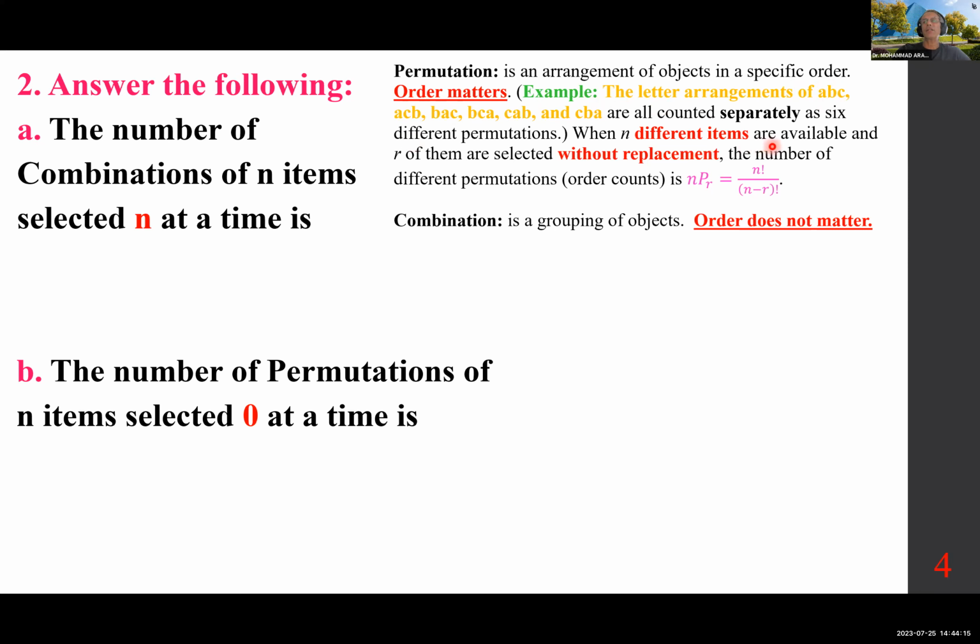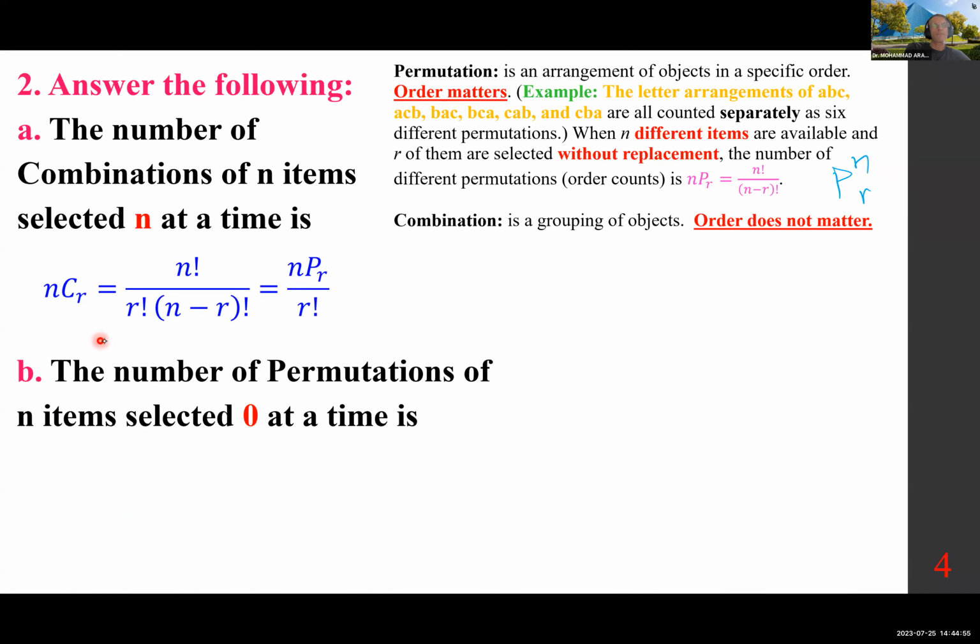When n different items are available and r of them are selected without replacement, the number of different permutations, or their count, is n factorial over n minus r factorial. The notation that we use is nPr. Sometimes they use it in this format, P with n and r. That means permutation of n, choose r. r is always less than or equal to n.